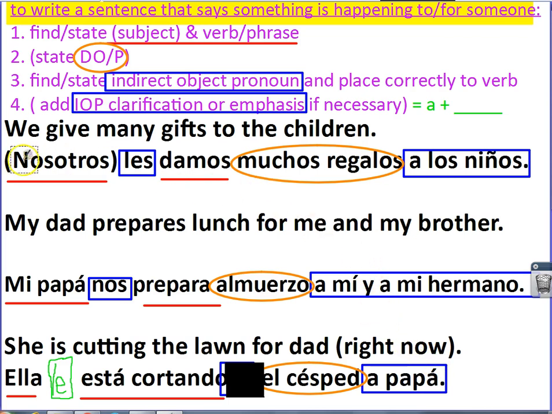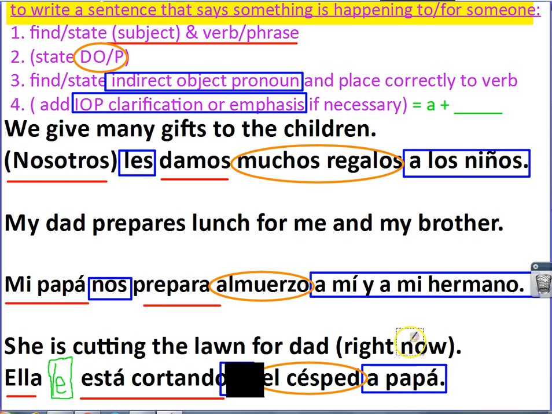So we always make sure that our subject and verb match, because you always conjugate your verb for your subject. So we're doing the giving. Nos damos, mi papá prepara, ella está. Those work. And then your indirect object pronoun, which has to be there, should match the clarification. Les matches a los niños, nos matches a mí y a mi hermano, and le matches a papá.